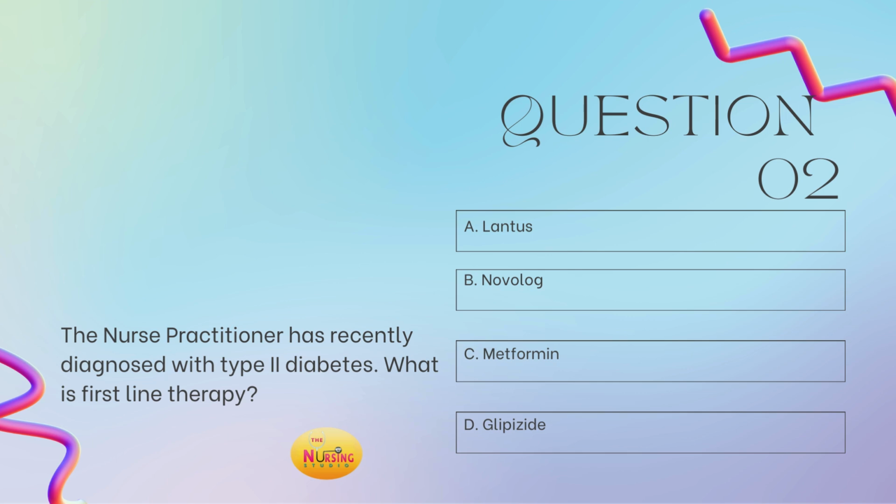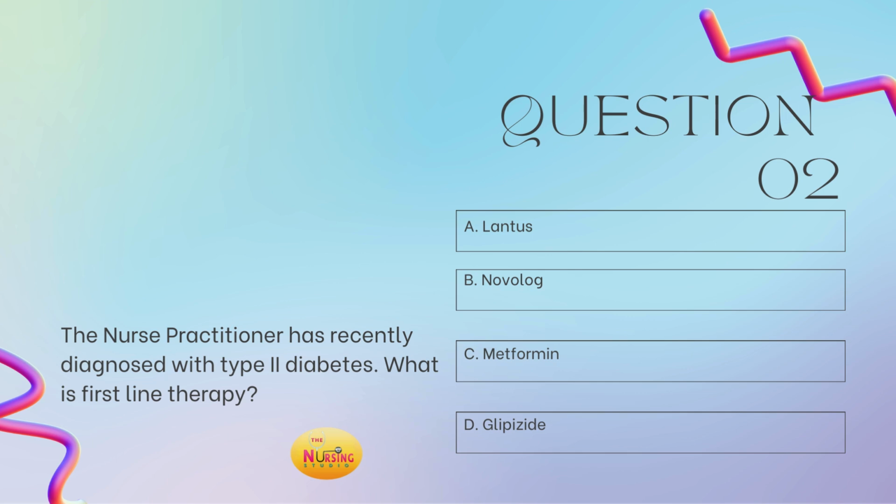Question number two, the nurse practitioner has recently diagnosed the patient with type 2 diabetes. What is the first line therapy? Is it A, Lantus, B, Novolog, C, metformin, or D, glipizide? Take a moment and tell me what you got in the comments.